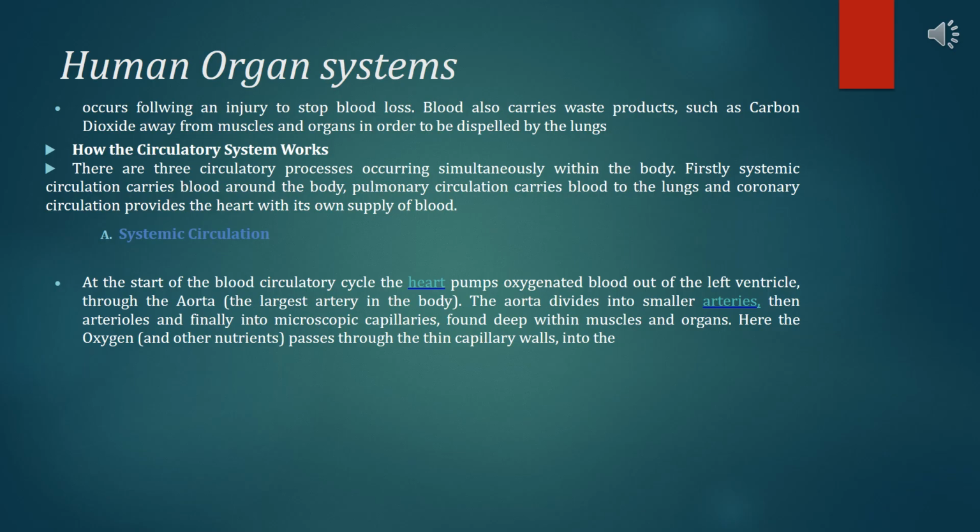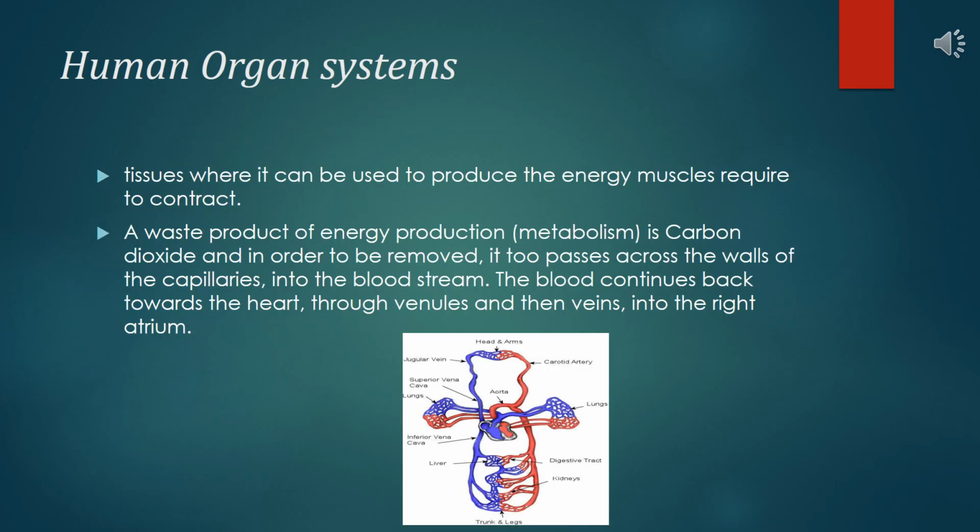The aorta divides into smaller arteries, then arterioles, and finally into microscopic capillaries, found deep within muscles and organs. Here the oxygen and other nutrients pass through the thin capillary walls into the tissues where they can be used to produce the energy muscles require to contract. A waste product of energy production metabolism is carbon dioxide, and in order to be removed, it too passes across the walls of the capillaries into the bloodstream. The blood continues back towards the heart, through venules and then veins, into the right atrium.